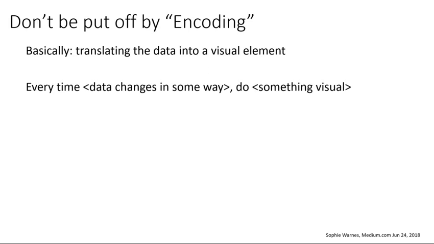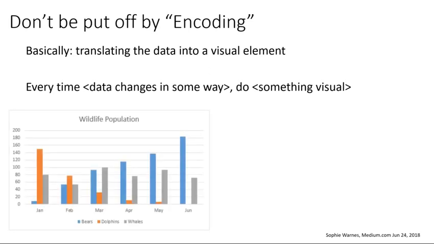So first, how do we decide what mark to use? Look at this really boring plot showing how populations of bears, dolphins, and whales changes over time. We're encoding population size with position along the y-axis. We're encoding animal type with color, and we're encoding time with position along the x-axis.